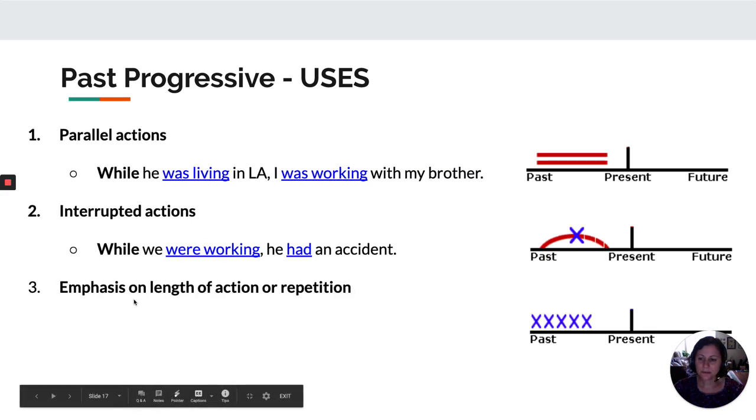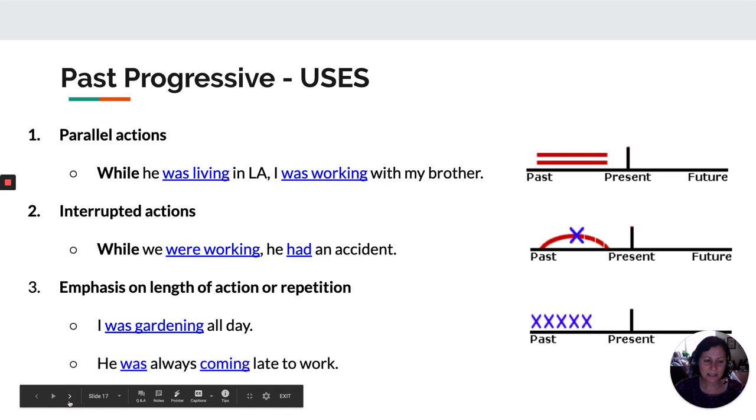We also use it for emphasis on the length of action or repetition. I was gardening all day, so I want to emphasize that it was continuing, it was all day. Or he was always coming late to work. Sometimes we use it when we're complaining. He's always lying. He was always lying. So those are the three ways we use the past progressive.